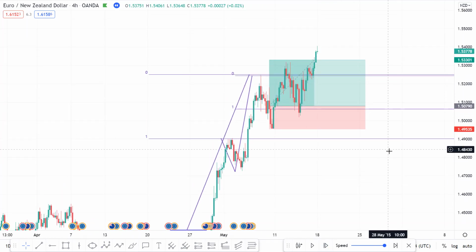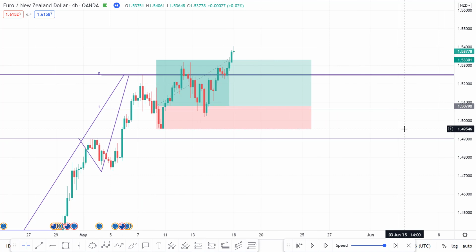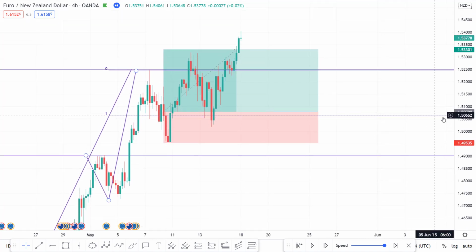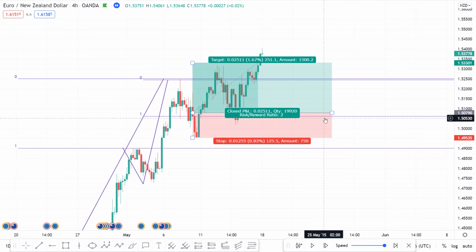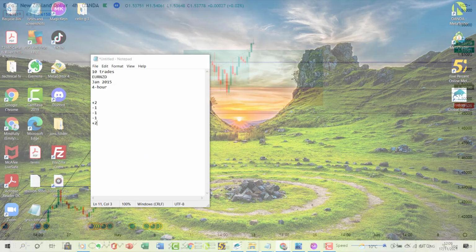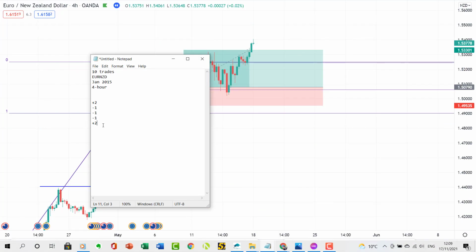Right, that's very tight. 58. No, that wouldn't have hit my stop. That is just above my stop. So very tight, but it worked. +2. And that's why it's always good to get a broker that has nice spreads.